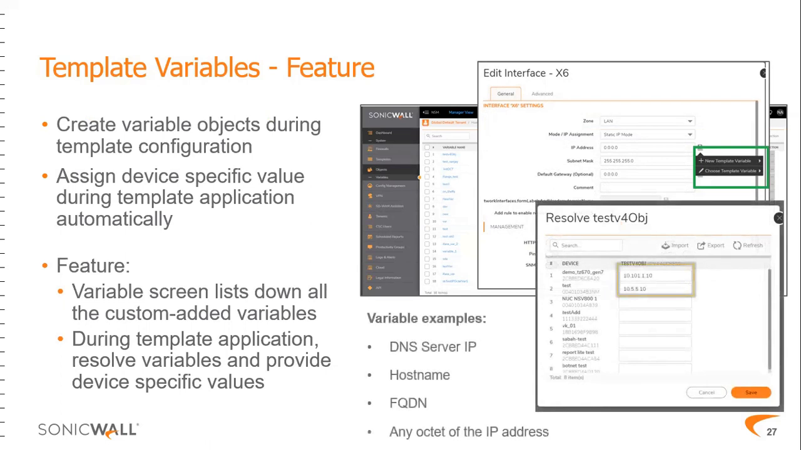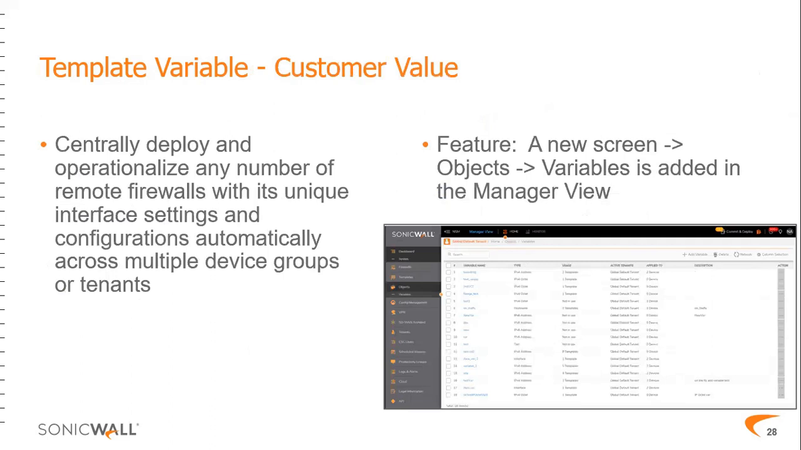This is the variable example: DNS server IP, host name, FQDN, or any octet of the IP address. So the template variable is a customer value because it can centralize and deploy any number of your remote firewalls with their unique interface settings. This is very useful because it's also applied across multiple device groups.